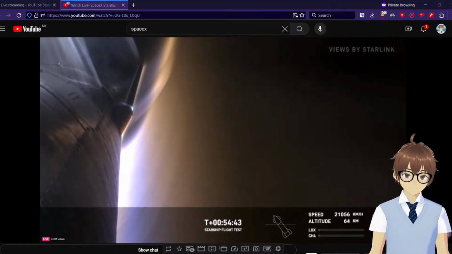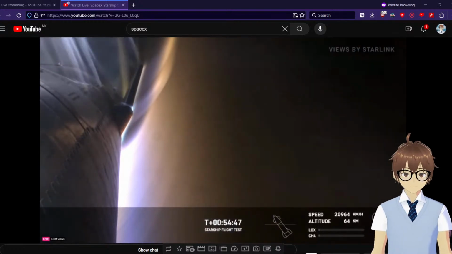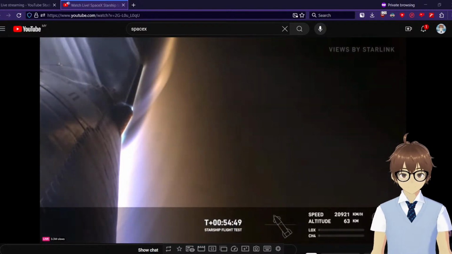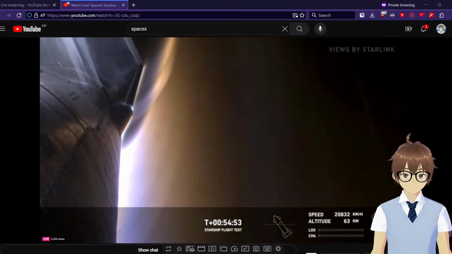We're at about 64 kilometers in altitude right now. We made it through what's expected to be the peak heating, but now we're going to start encountering increased pressures as the atmosphere gets thicker and thicker.